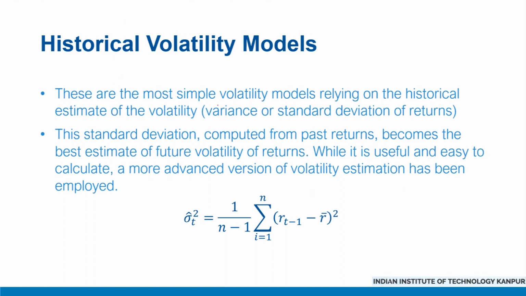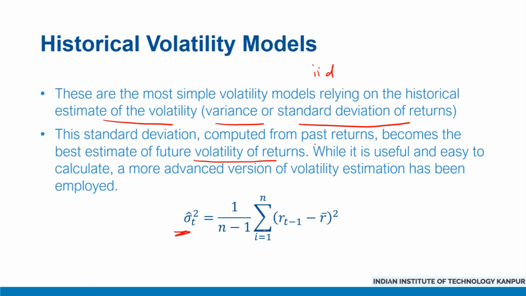These are the most simple volatility models, and they rely on a historical estimate of volatility, or what we call variance or standard deviation of returns. The standard deviation is computed simply from past returns, and it becomes the best estimate for future volatility of returns if certain assumptions hold, such as returns being independently and identically distributed, or IID. This model is very useful and easy to calculate.